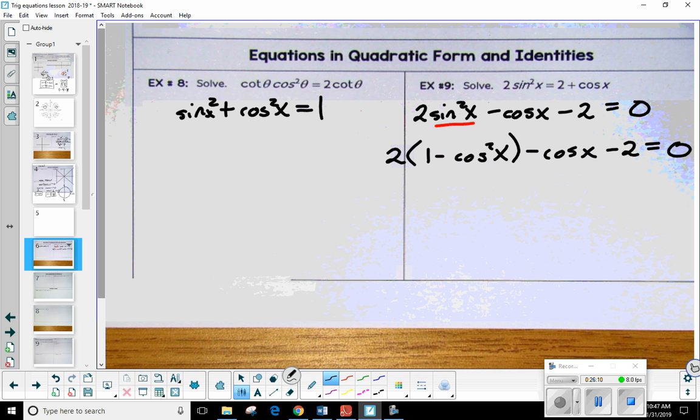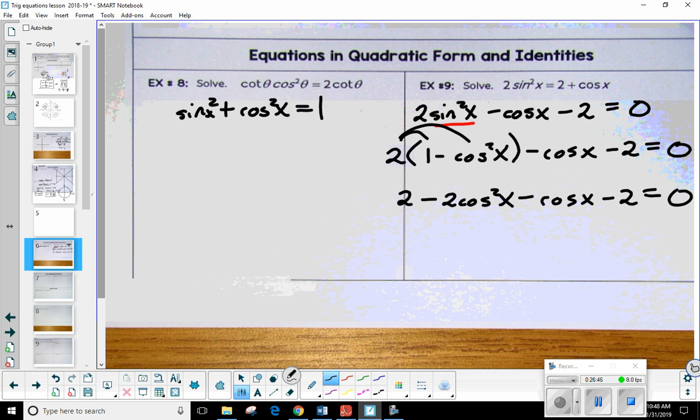So this actually helps me out more than you know. Instead of having all these different trig functions, now I've got one equation that all uses cosine. So that's going to make it a lot easier to deal with. Okay, so somebody distribute that 2 for me. What would I get? That would be 2 minus 2 cosine squared of x, minus cosine of x, minus 2 equals 0.